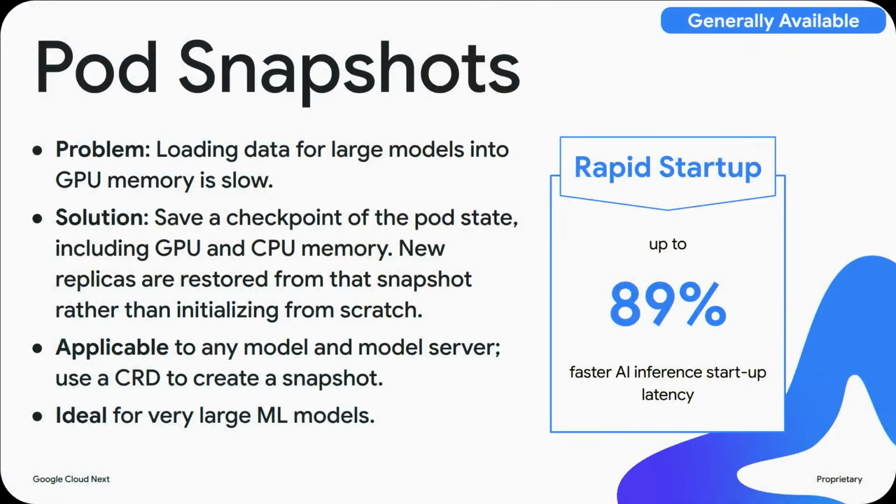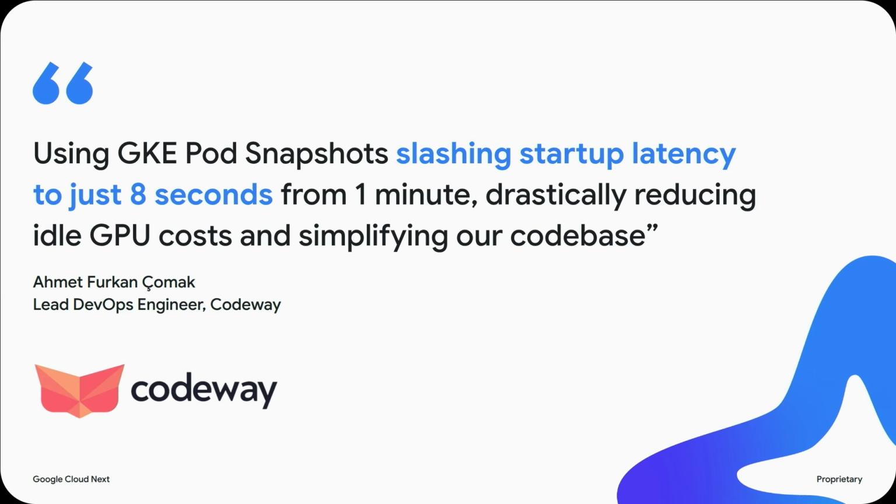And by speeding up the scale-out time, you can over-provision a lot less, save yourself quite a bit of money. Customers like Codeway have found that GKE pod snapshots has dramatically reduced the startup latency that they face for scale-out use cases, going from 1 minute down to just 8 seconds for one of their models.